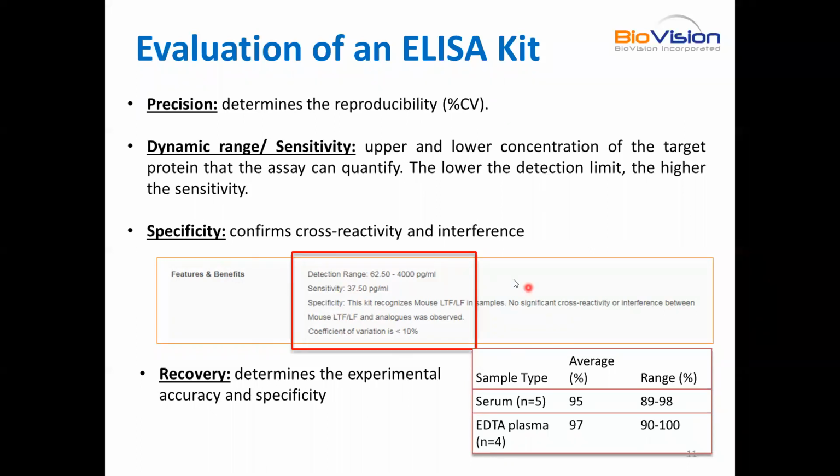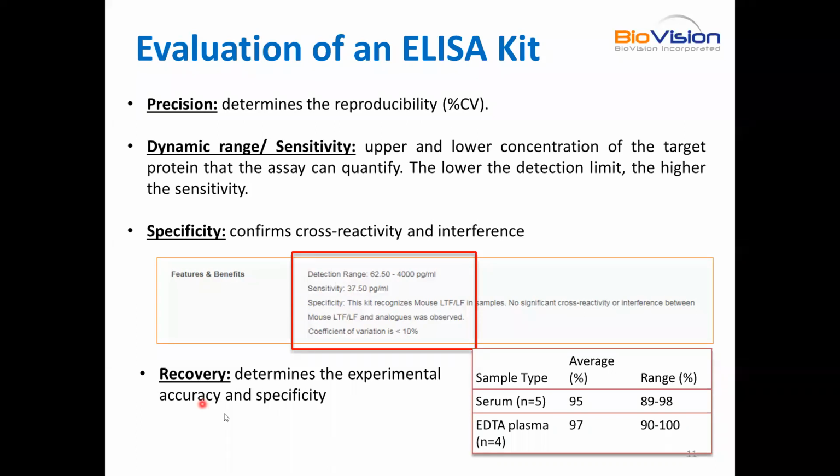So this is an example of how and where you can find all this information in the data sheet. This is one example that I'm giving from one of the BioVision ELISA kit data sheets. See how we mention here the detection range, sensitivity, specificity, whether there is any cross reactivity, and the precision or coefficient of variation. So this is one typical example.